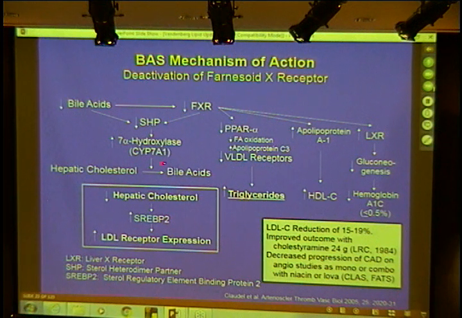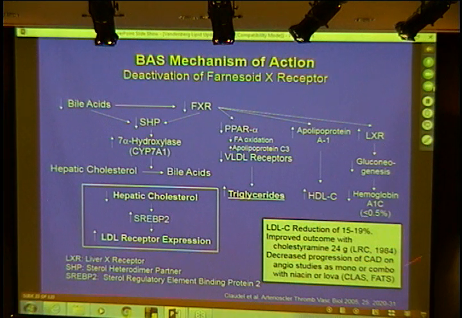And when that happens, just as we do with statins, remember when we decrease hepatic cholesterol, we increase LDL receptor expression. So that's how bile acid sequestrants basically have the same mechanism of action as statins. They increase clearance. So LDL is regulated by production and clearance. These medicines increase the clearance.